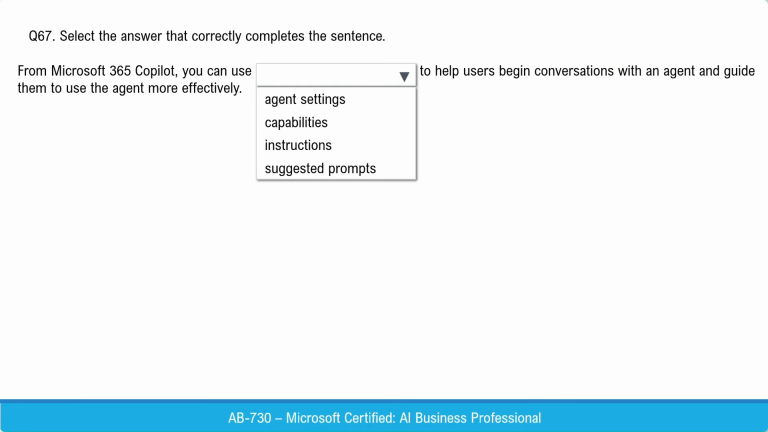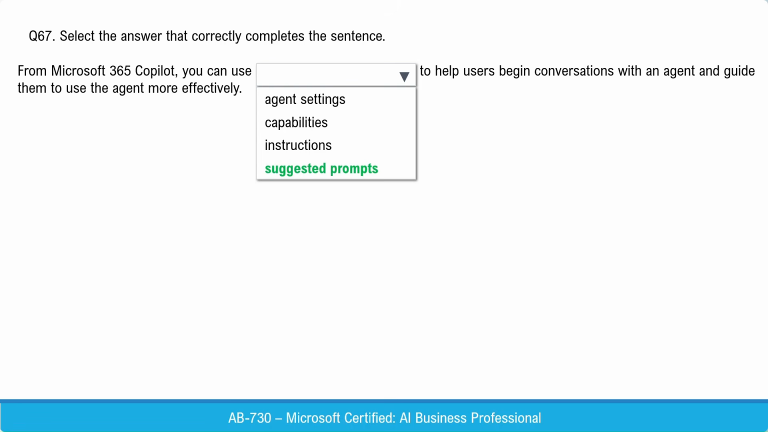Next question. Select the answer that correctly completes the sentence. From Microsoft 365 Copilot, you can use dash, and your options in the drop-down box are agent settings, capabilities, instructions, suggested prompts, to help users begin conversation with an agent and guide them to use the agent more effectively. The correct answer is suggested prompts.